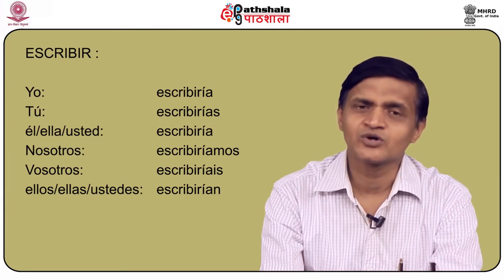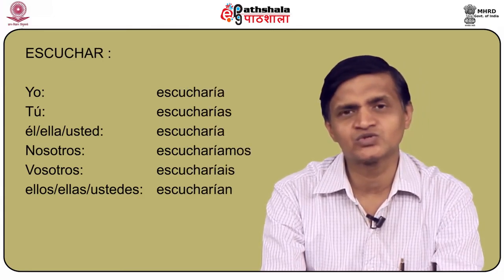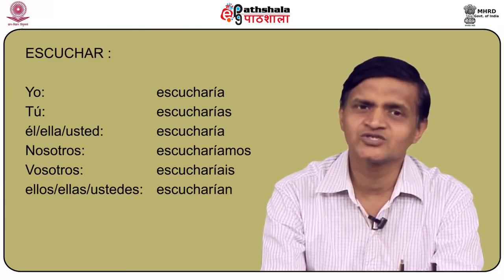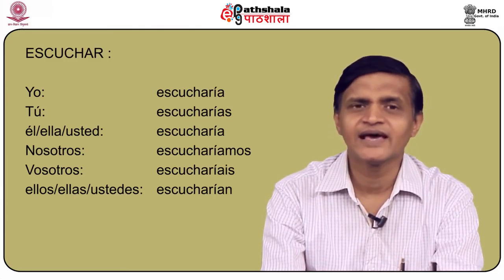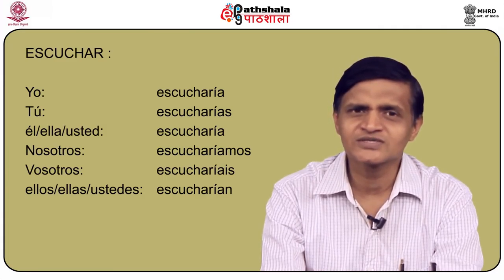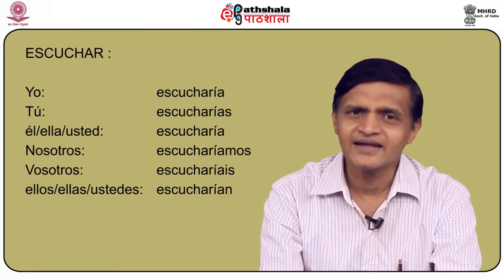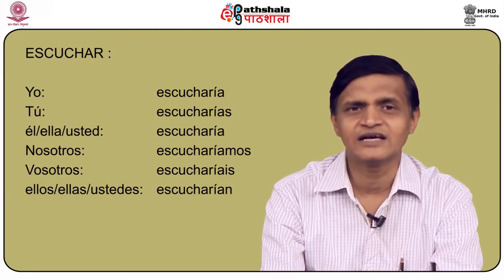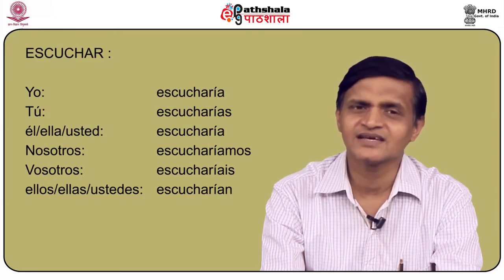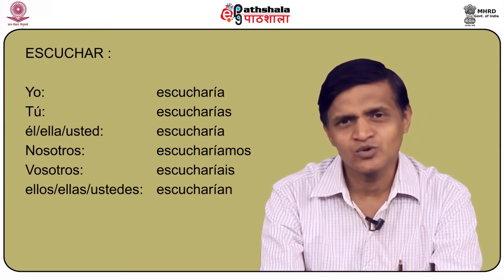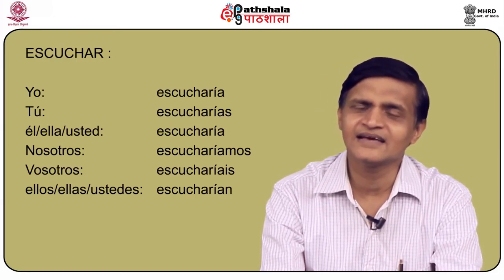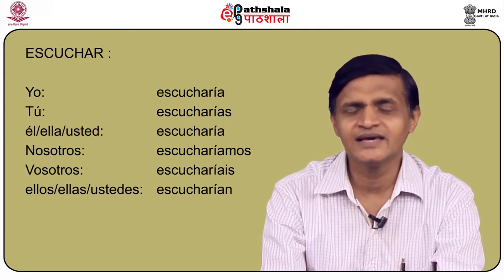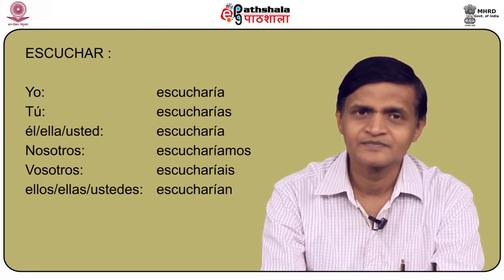How do we do the verb escuchar? Yo escucharía. Tú escucharías. Él, ella, usted escucharía. Nosotros escucharíamos. Vosotros escucharíais. And ellos, ellas, ustedes escucharían. I repeat. Escucharía. Escucharías. Escucharía. Escucharíamos. Escucharíais. And escucharían is the way escuchar is conjugated in the conditional tense.